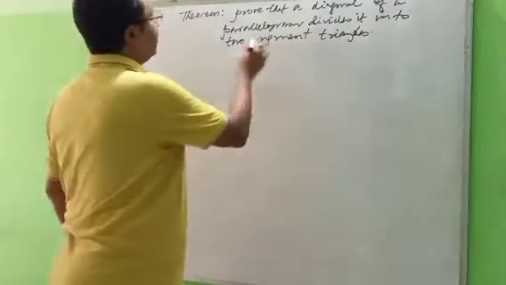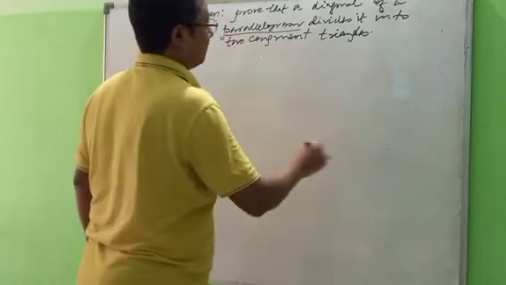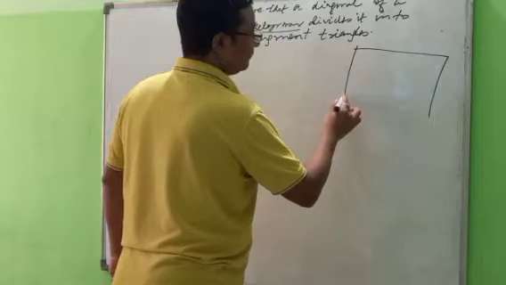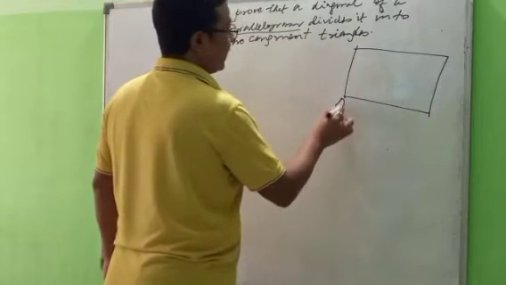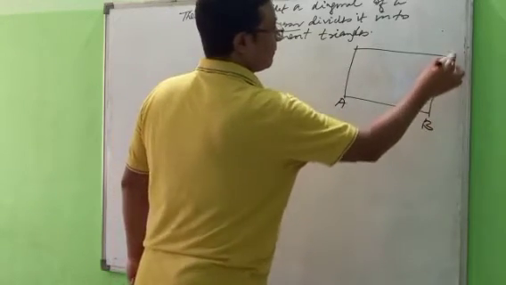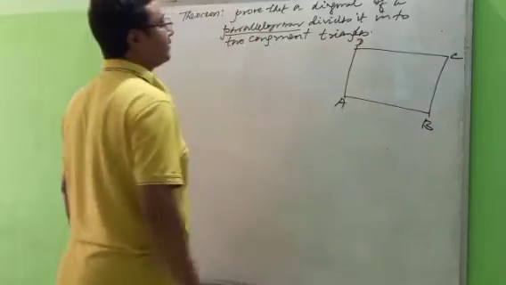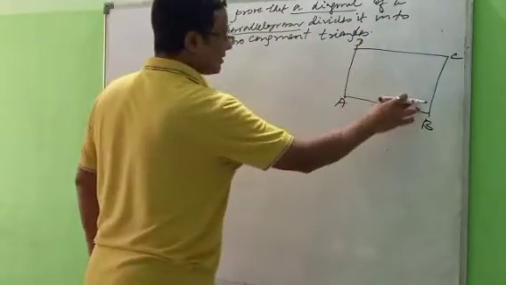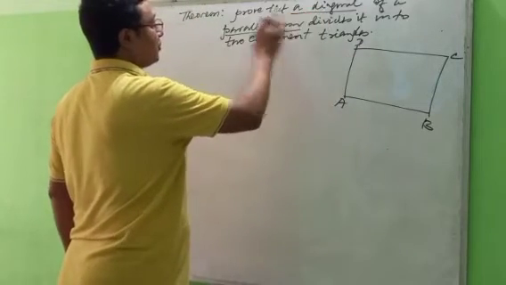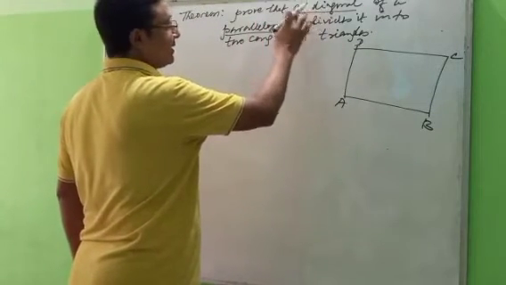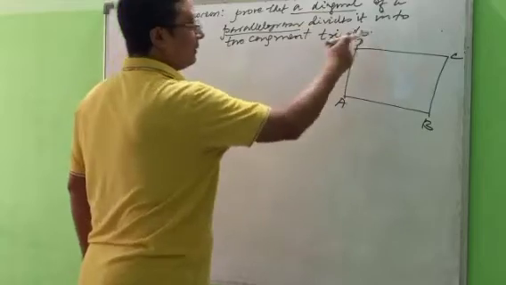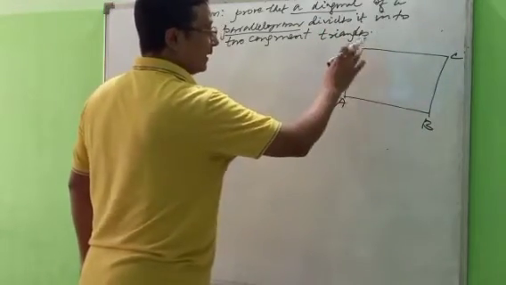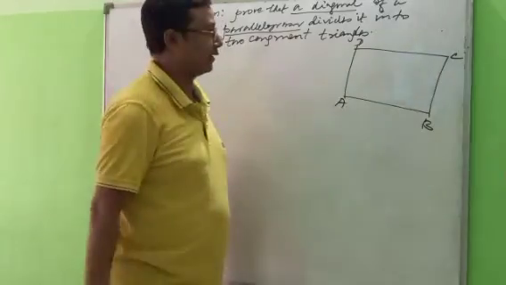So here the figure is given as a parallelogram. So you will draw a parallelogram, say it is ABCD. Then here they have mentioned a diagonal. They have not said the two diagonals, they have said a single diagonal. So prove that a diagonal, that is a single diagonal of the parallelogram, divides the whole parallelogram into two congruent triangles.